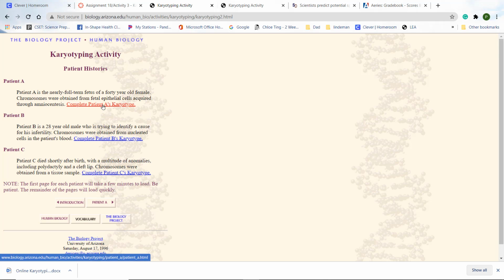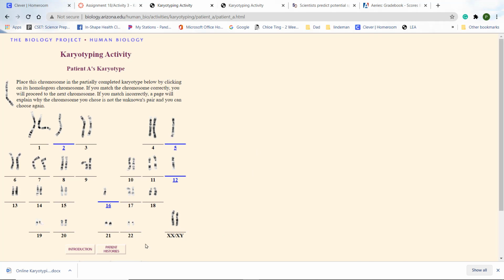So let's click on this, and here's our karyotype. What you're going to do is just match these up. Place this chromosome in the partially completed karyotype below by clicking on its homologous chromosome. If you match the chromosome correctly, you will proceed to the next chromosome. If you match incorrectly, a page will explain why the chromosome you chose is not the unknown pair, and you can choose again. So all the blue spots are the ones you're trying to match up.